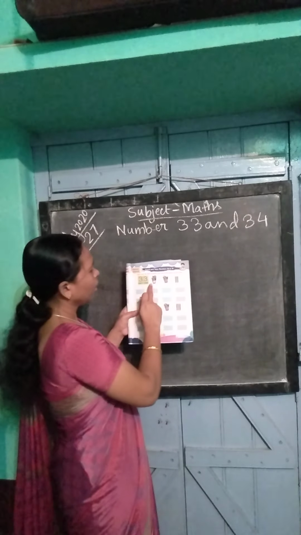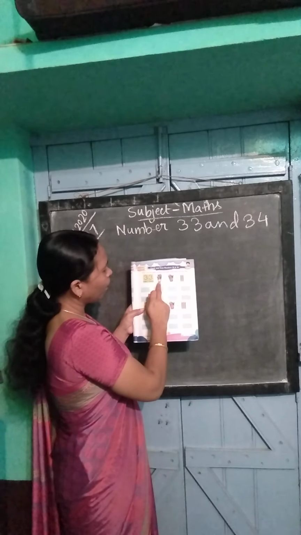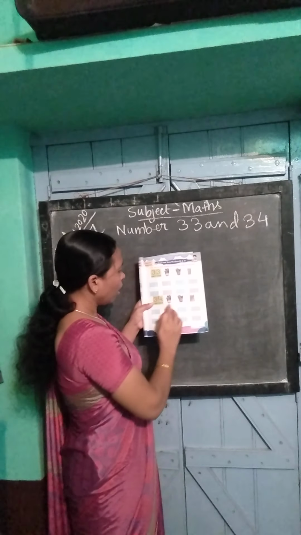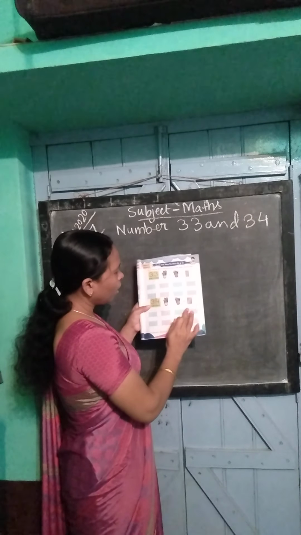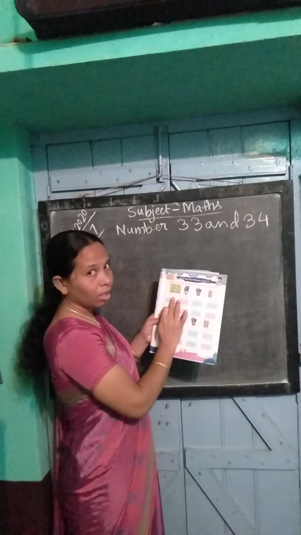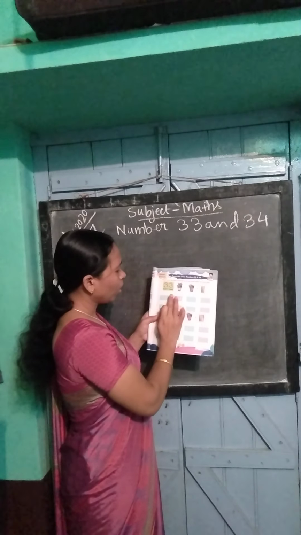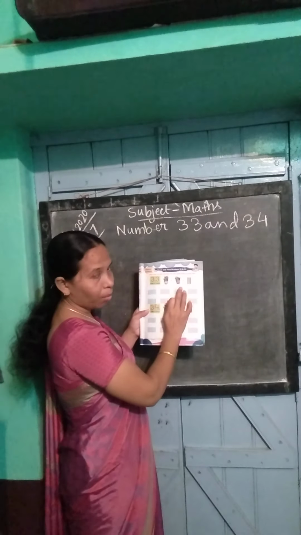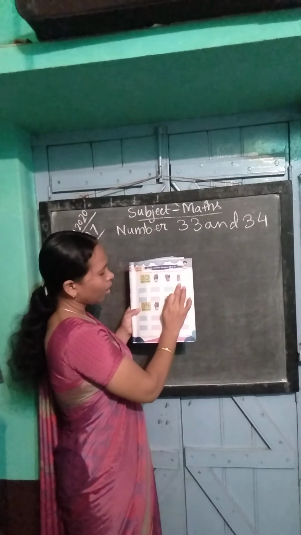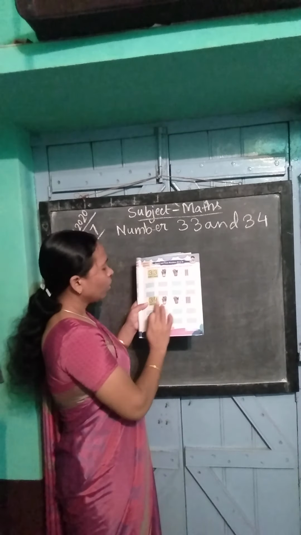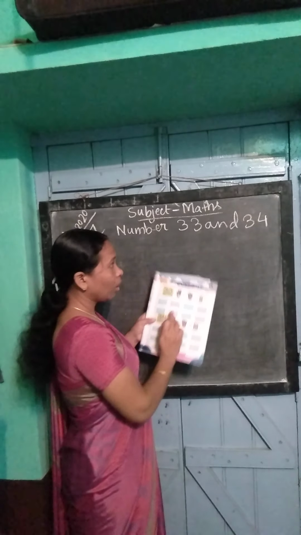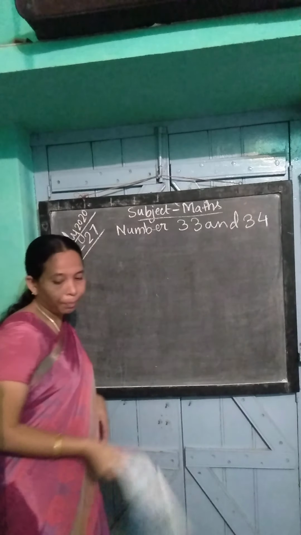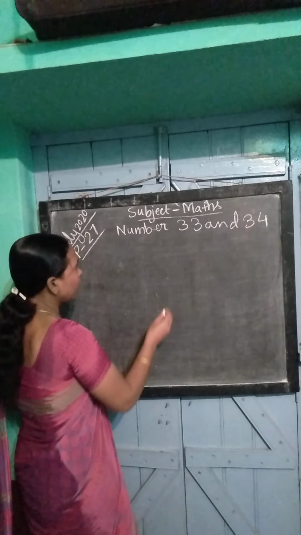Okay, you see again the buckets, then pencils. Then this side also have pencils. Then you see same things. Now we will count how many pencils are there. First bucket, second bucket, how many. Okay. Then how many pencils are there. Like this we have to count. Then we will get 33 and 34. You see. I will start writing.